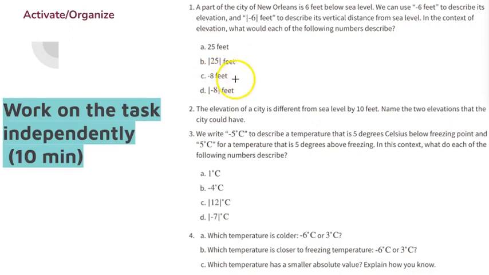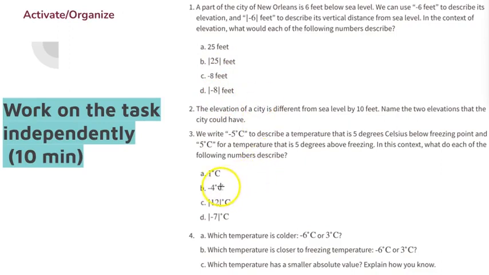Here we're talking about -8 feet. That means 8 feet below sea level. And here, when we're talking about the absolute value of -8 feet, we would say that this is 8 feet to the left of 0, or 8 feet down from 0, I guess, in this sense, since we're talking vertically. We're not talking about positive or negative. We're just talking about the distance from 0.